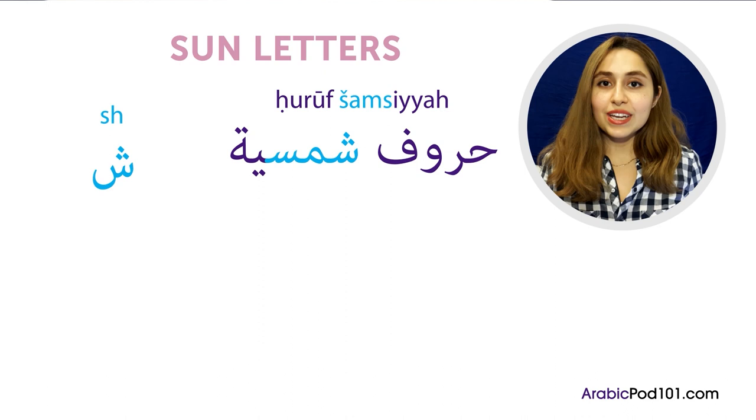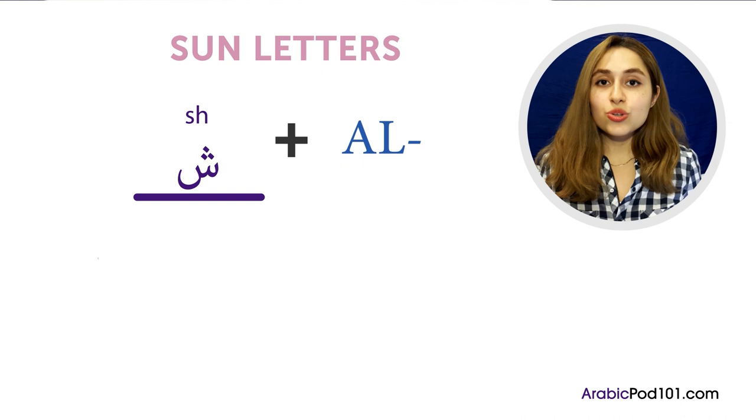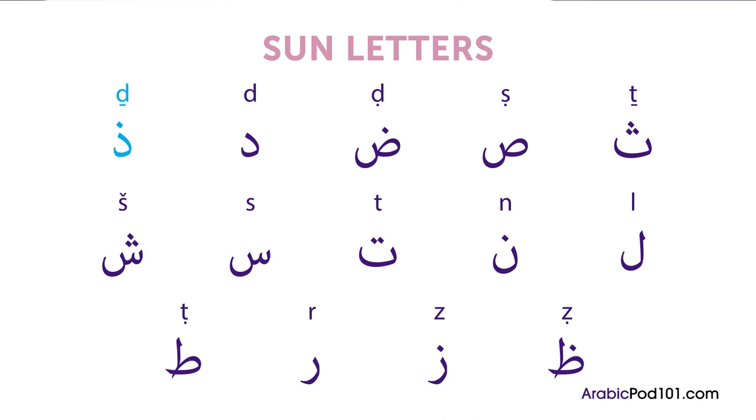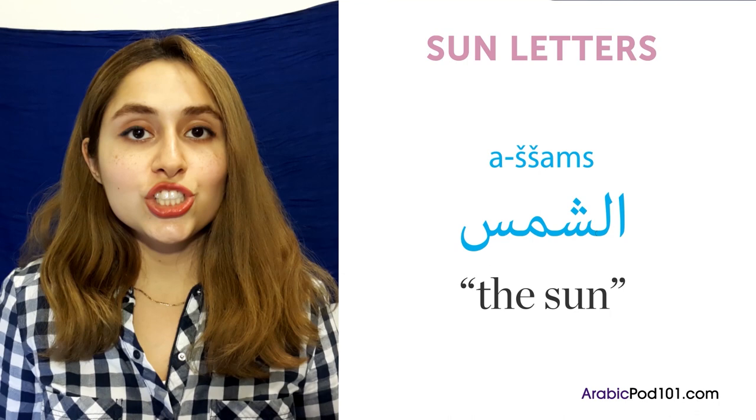Having a sun letter after the definite L will result in two things: losing the L sound in the L, and doubling the initial sun letter itself. Sun letters are thal, dal, dad, sad, tha, sheen, seen, ta, noon, lam, ta, ra, zay, za. Let's try to pronounce a word that starts with an L followed by a sun letter. Ash-shams, the sun.